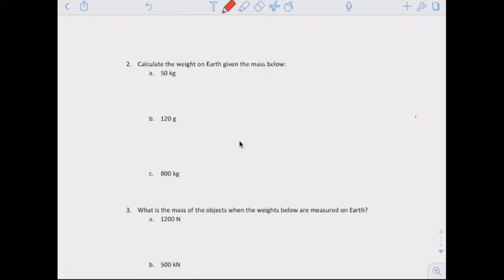Number two, it says calculate the weight on Earth given the masses below. For the sake of math, we're going to say that gravity is 10 meters per second squared. We have a 50 kilogram object, and so we know that our force due to gravity equals our mass times gravity. So 50 times 10 is going to give us 500 newtons, and that would be our weight.